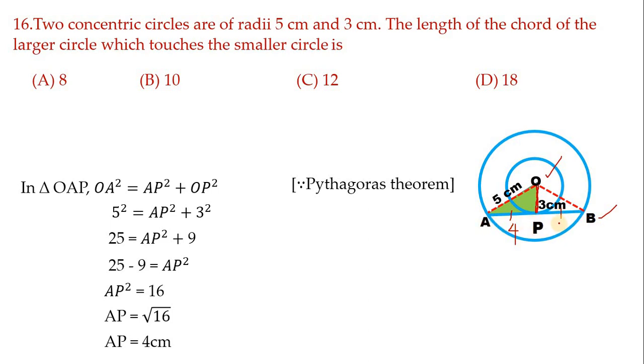If AP is 4 centimeter, BP is also 4 centimeter. Now add 4 to 4, we get 8 centimeter. Hence the correct option is A. Move on to the next one.